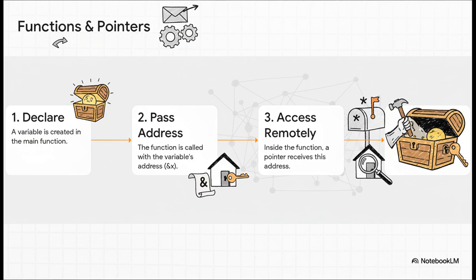So let's walk through this. You start with a variable, x, in your main function. Then you call another function, but instead of passing the value of x, you pass the address of x. Inside that function, a pointer is waiting to catch that address. And now, that function has the key. It can use the asterisk to reach all the way back to the original x and change its value directly.